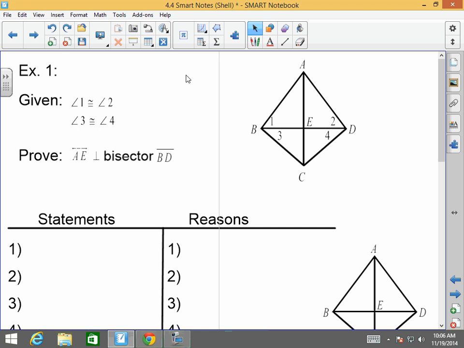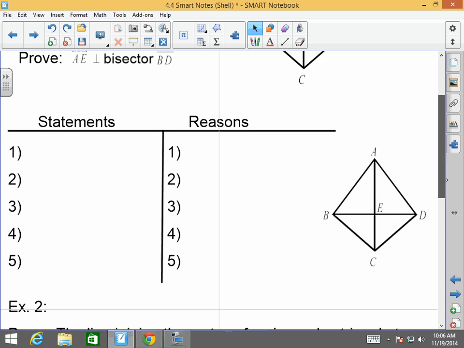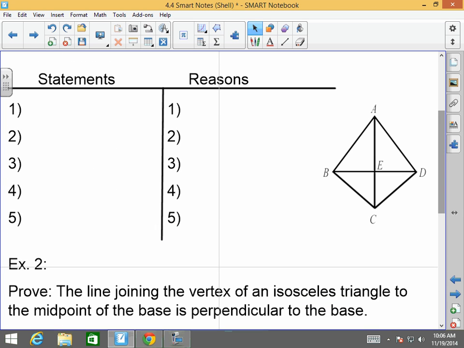I have that angle 1 is congruent to angle 2. Angle 3 is congruent to angle 4. And they want you to prove that line AE is a perpendicular bisector to BD. So, all right, let's get to it. Number 1, angle 1 is congruent to angle 2. That's given. Remember that we had an angle 1 here, 2, 3, and 4. So angle 1 is congruent to angle 2.